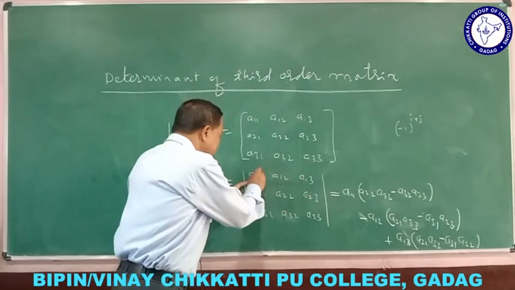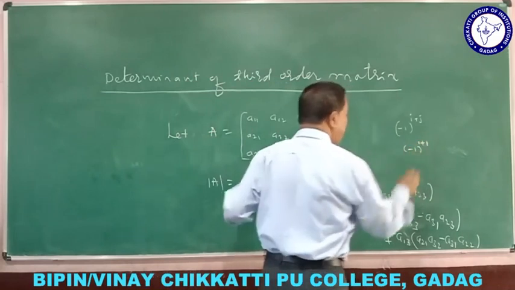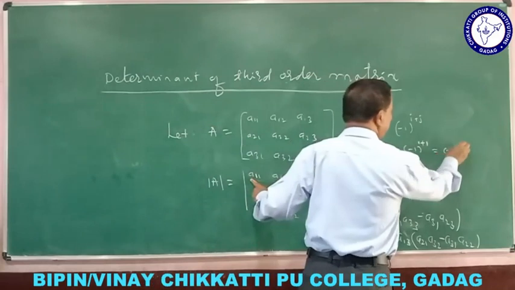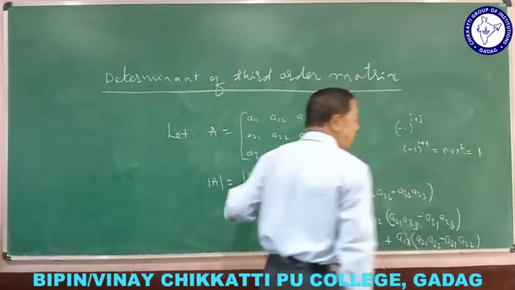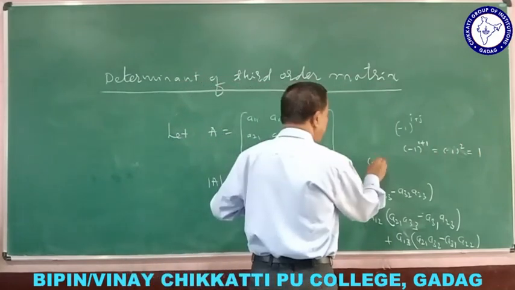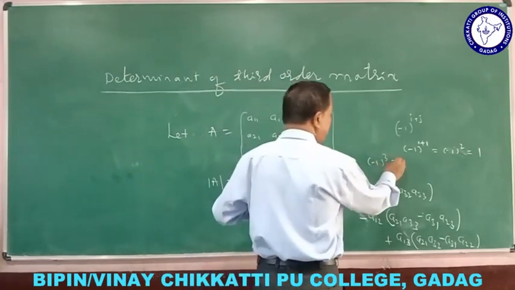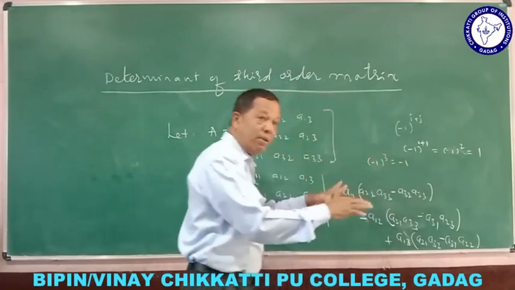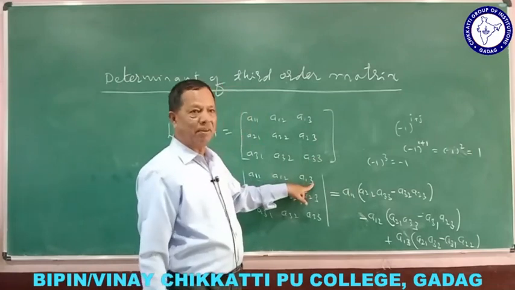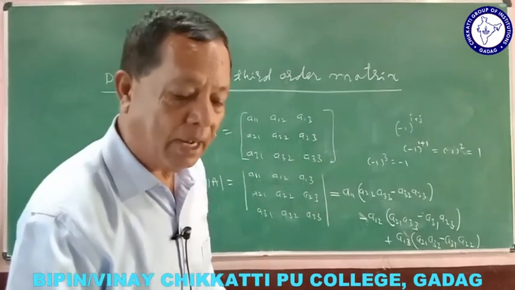And when you are taking this, what is the value of this? Minus 1 raised to 1 plus 1. Correct or not? 1 plus 1 means 2, so minus 1 raised to 2 is automatically plus. When you take this, minus 1, i is how much? 1. j is how much? 2. It becomes 3. You know this: when an odd number is there, always minus. Even number is always plus. So here you have got minus. Here 1 plus 3 is plus. Correct? So that is why the sign is taken minus in that case.